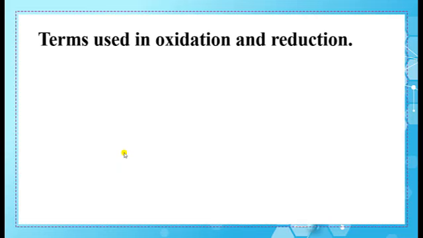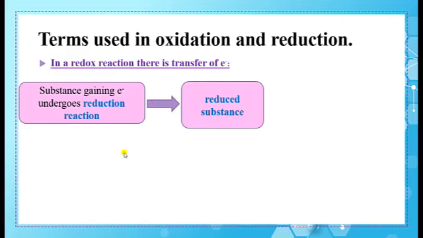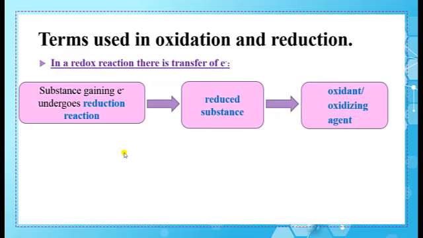Terms used in oxidation and reduction. These two terms are very important. First, in a redox reaction, there is transfer of electrons. The substance gaining electrons undergoes a reduction reaction, since it gains electrons. We can say that this substance which undergoes reduction is called a reduced substance. The reduced substance is the oxidant or the oxidizing agent. Why? Since it undergoes reduction, and then there is an oxidation half reaction which takes place also. This substance that undergoes reduction causes the oxidation of the other substance. It oxidizes the other substance, then we can call it an oxidant or an oxidizing agent.